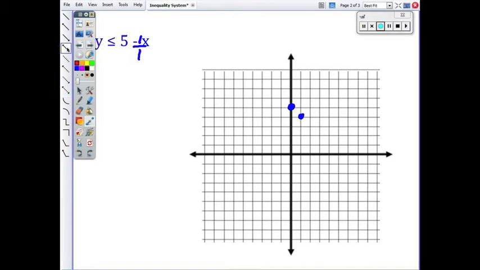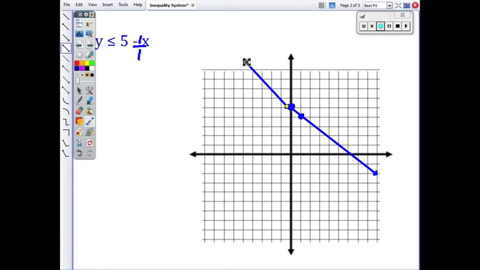But since this inequality is y is less than or equal to 5 minus x, we're going to use a solid line because it's equal to. The solutions that fall on that line do satisfy the inequality. And I wanted to make sure our line remained blue here.